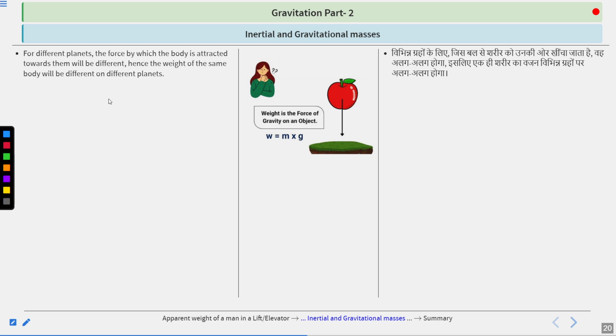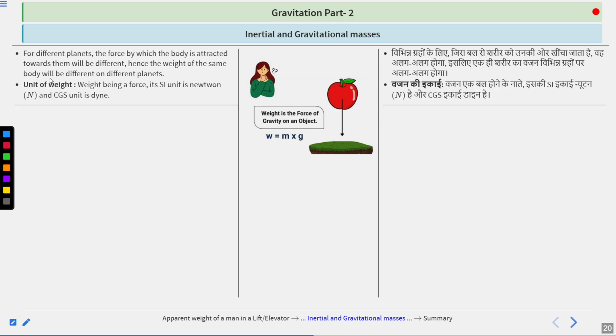For different planets, the force by which the body is attracted towards them will be different. Hence, the weight of the same body will be different in different places. Why? Because weight is actually the measurement of the gravitational pull that particular planet applies on that body. So maybe the Earth's gravitational pull is lesser than Jupiter's gravitational pull. So the same body will be of less weight on Earth in comparison with its weight on Jupiter. Unit of weight: weight being a force, its SI unit is measured in the Newton, and the CGS unit is dyne.